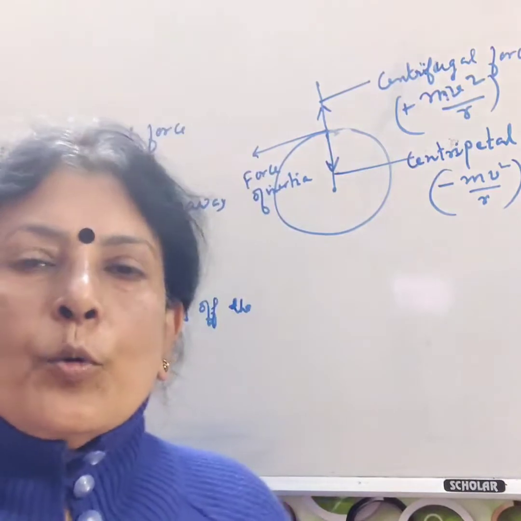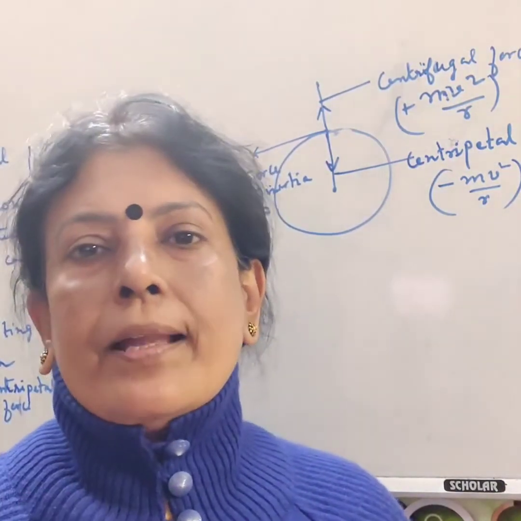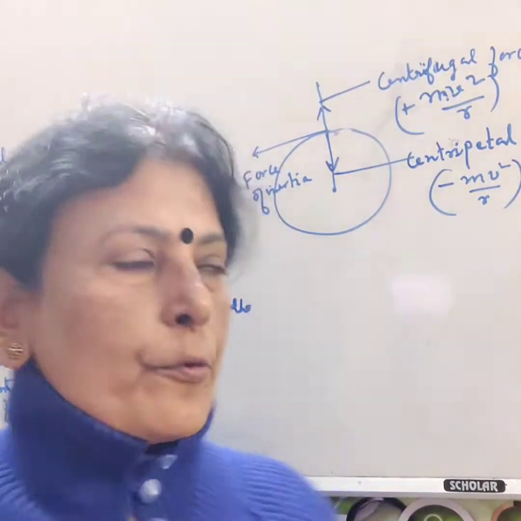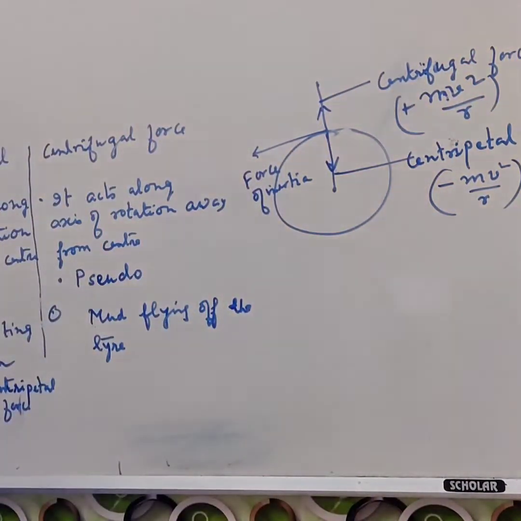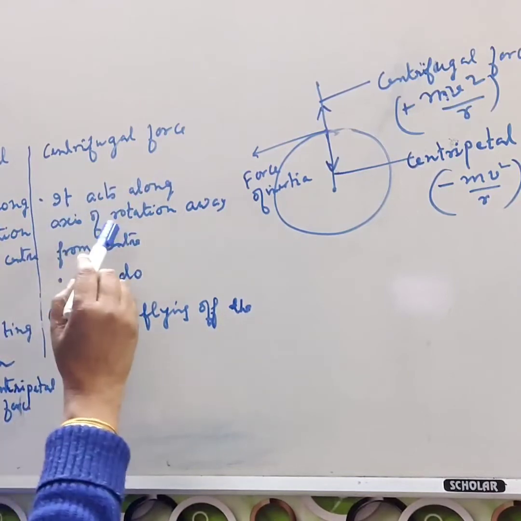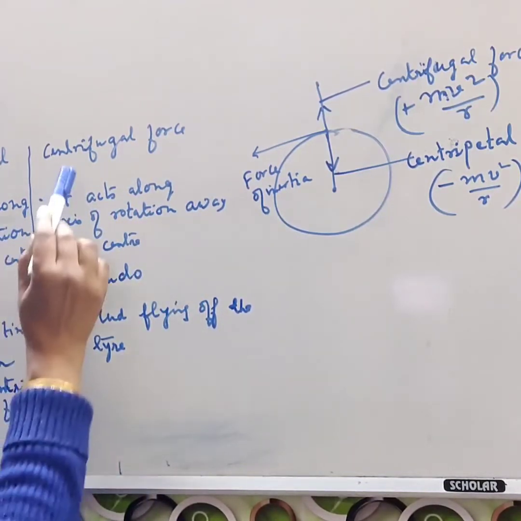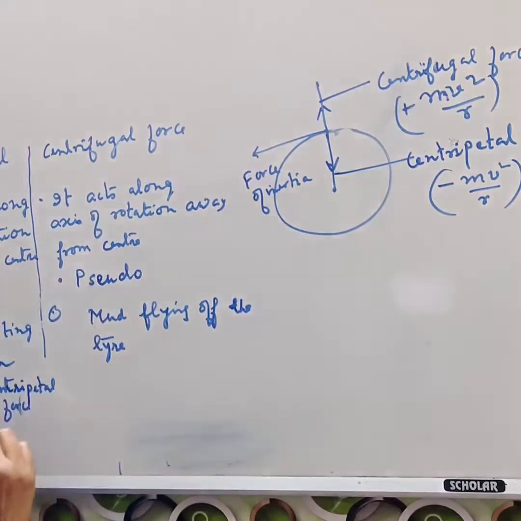Okay, now we have to know what are the differences between centripetal and centrifugal force. What is centripetal force? Already discussed. It acts along the axis of rotation towards the center of rotation. Centrifugal force acts along the axis of rotation away from the center. Centripetal is a radial force. Centrifugal force is a pseudo force.